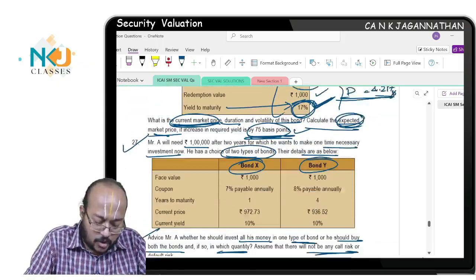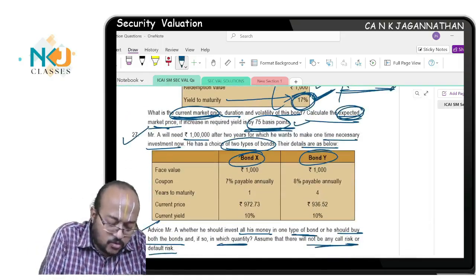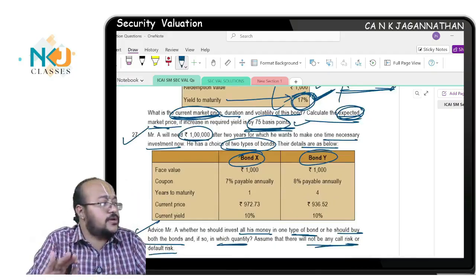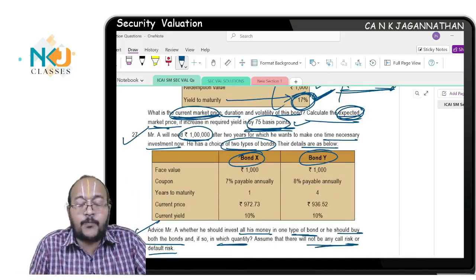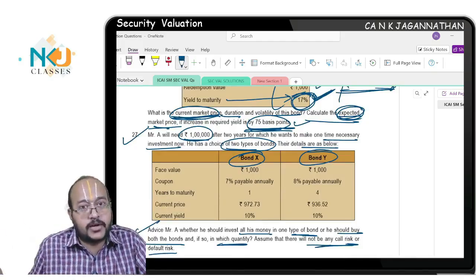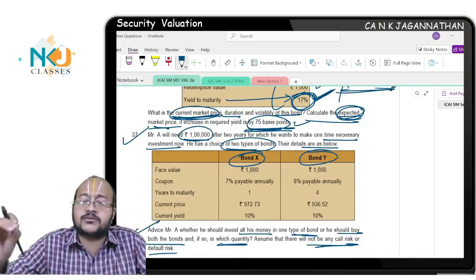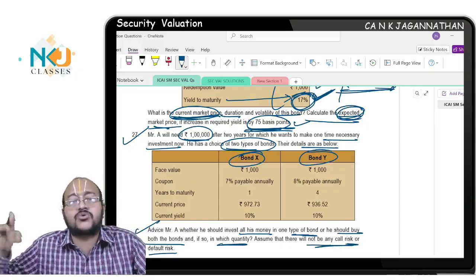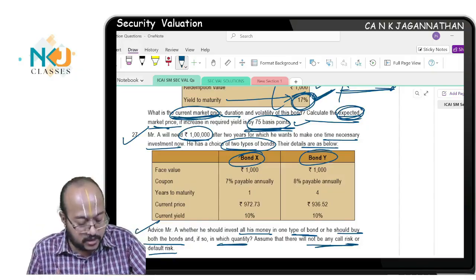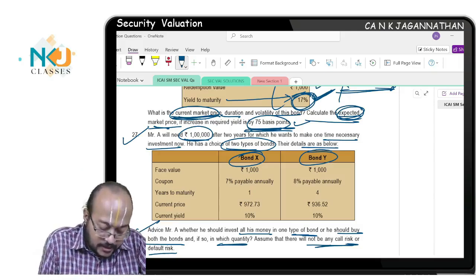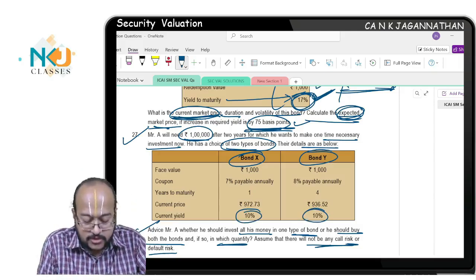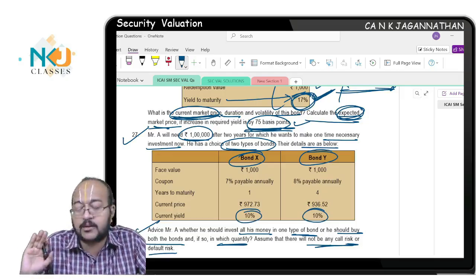Now, the problem in this question is that after 2 years I need 1 lakh. My future value is 1 lakh, not present value, correct? Today I need to deposit some amount so that it matures to 1 lakh tomorrow. Are you understanding? Current yield is 10%. You will use this to discount and find the present value.